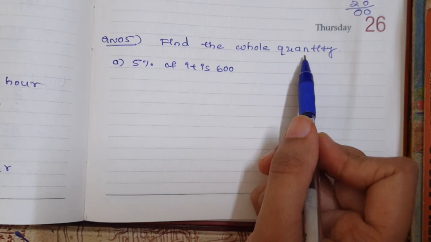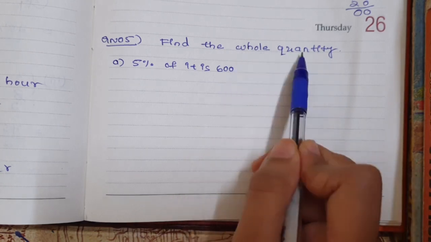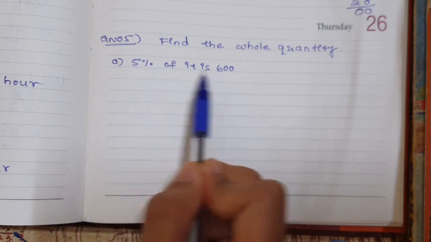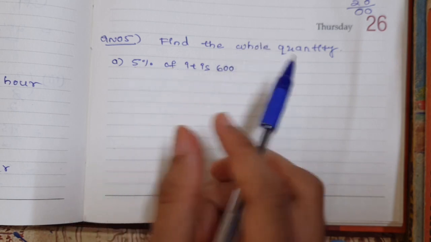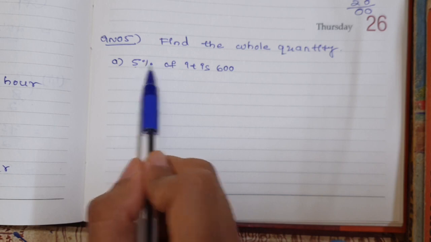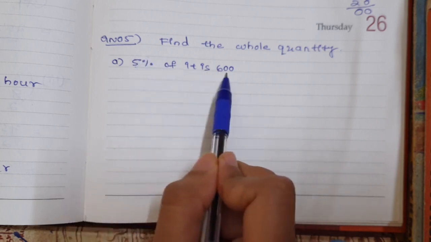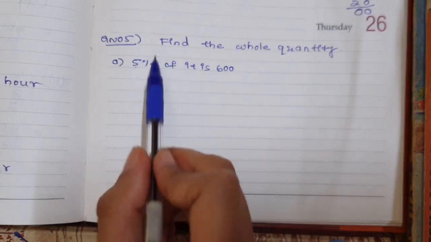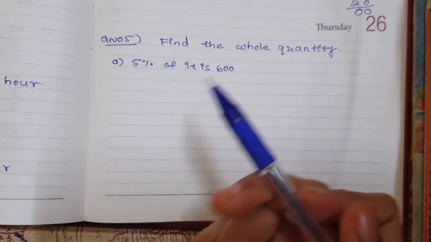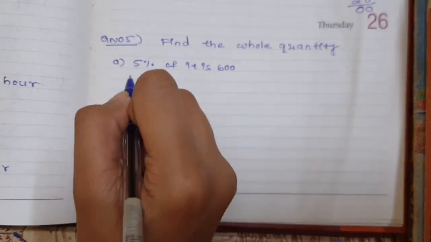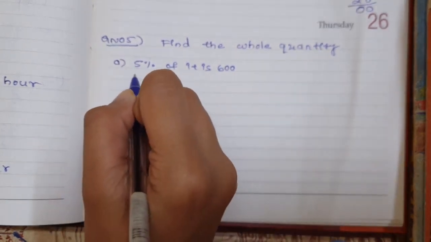Now let us solve the fifth one. Find the whole quantity. We have to find the whole quantity or the original quantity. They have just given a part of it. 5% is nothing but a part of it. They have given 5% of it is 600. That means they have given just a part of the whole quantity, but we don't know the whole quantity. We have to find it out. How to find out? Let me explain you.